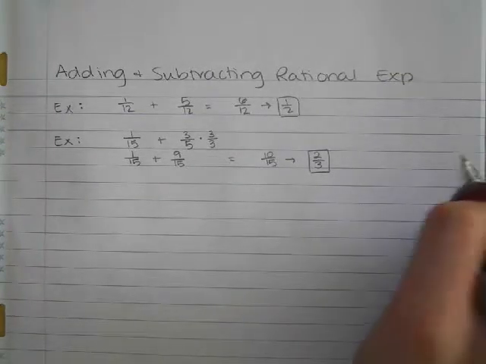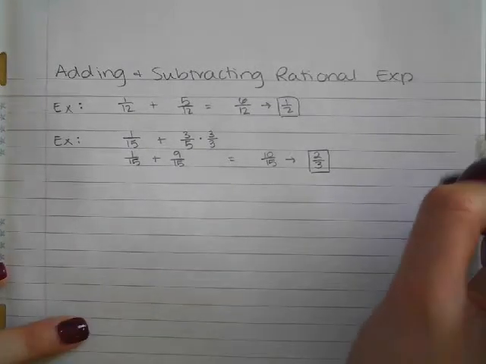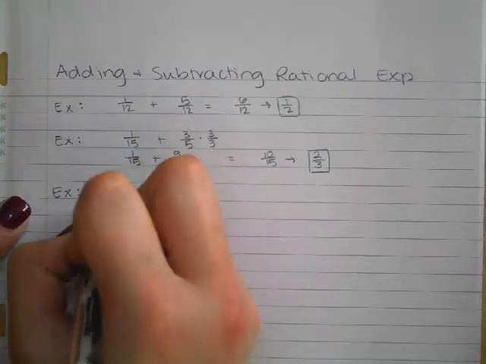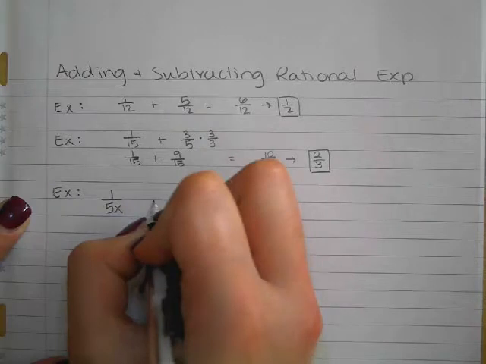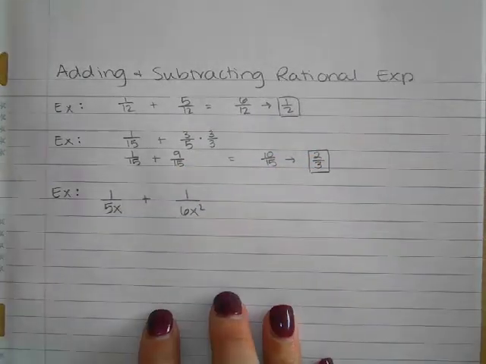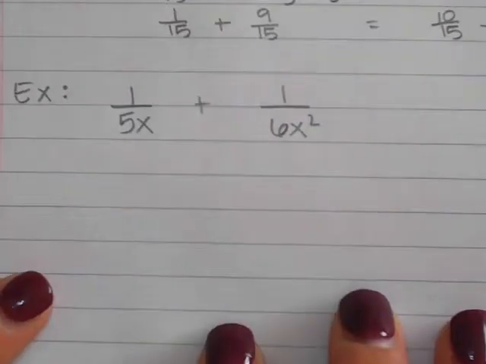So when we are adding and subtracting rational expressions, we have to do the same thing. We have to make sure we have a common denominator first, and then we can go ahead and add, we can go ahead and subtract. So first problem, we're going to do 1/5x plus 1/6x squared.